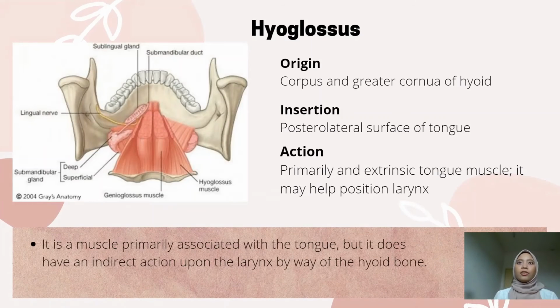Next is Hyoglossus. Its origin is at the corpus and greater cornua of the hyoid. The insertion is at the posterolateral surface of the tongue, and the action is primarily as an extrinsic tongue muscle. It may help position the larynx. So it is a muscle primarily associated with the tongue, but it does have an indirect action upon the larynx by way of the hyoid bone.